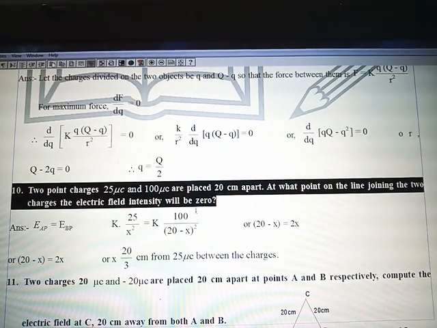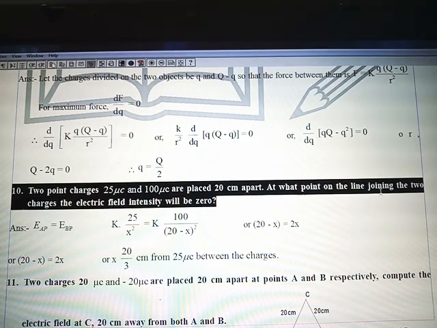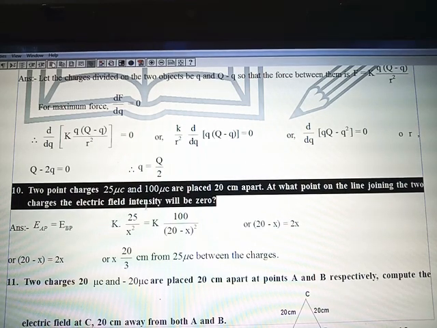Question is very simple. You can check: two point charges, 25 microcoulomb and 100 microcoulomb, are placed 20 centimeter apart. At what point on the line joining the two charges will the electric field intensity be zero?